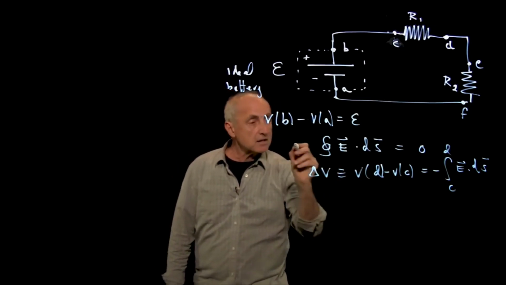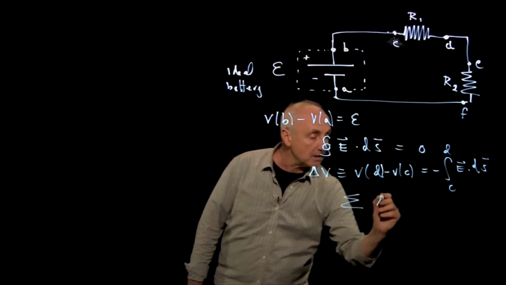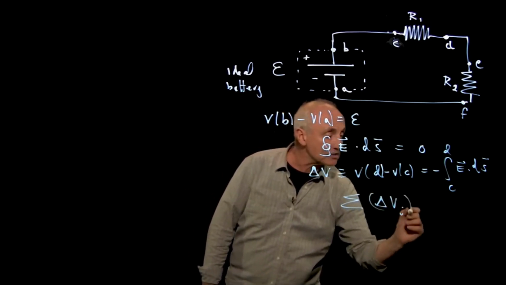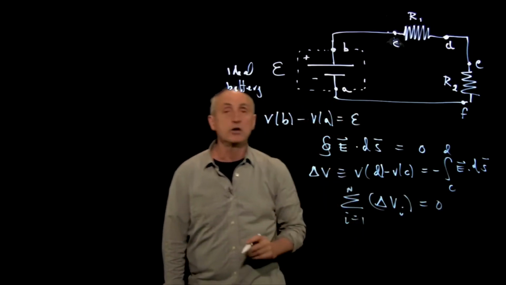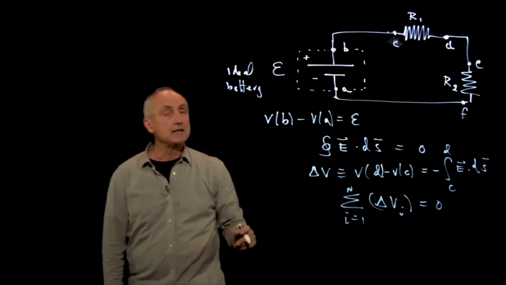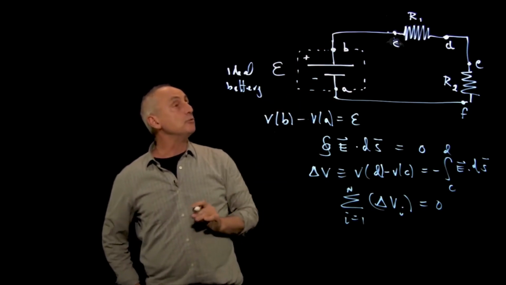So that fundamental law of electrostatics is translated into the statement that the sum of the potential differences around a closed path, however many we have, is 0. And now we want to apply that to this loop.